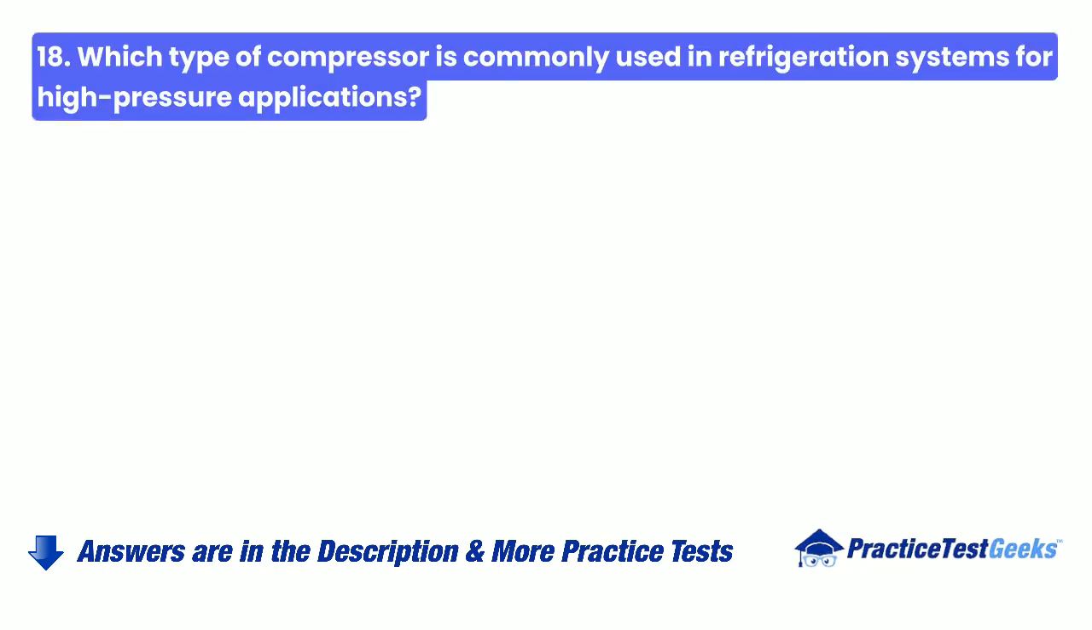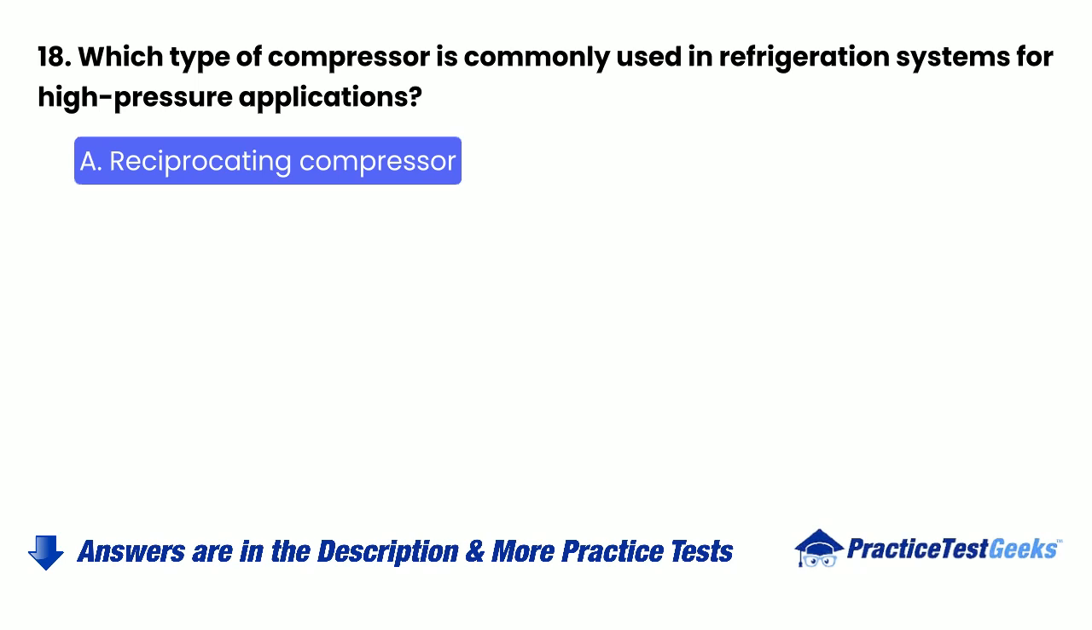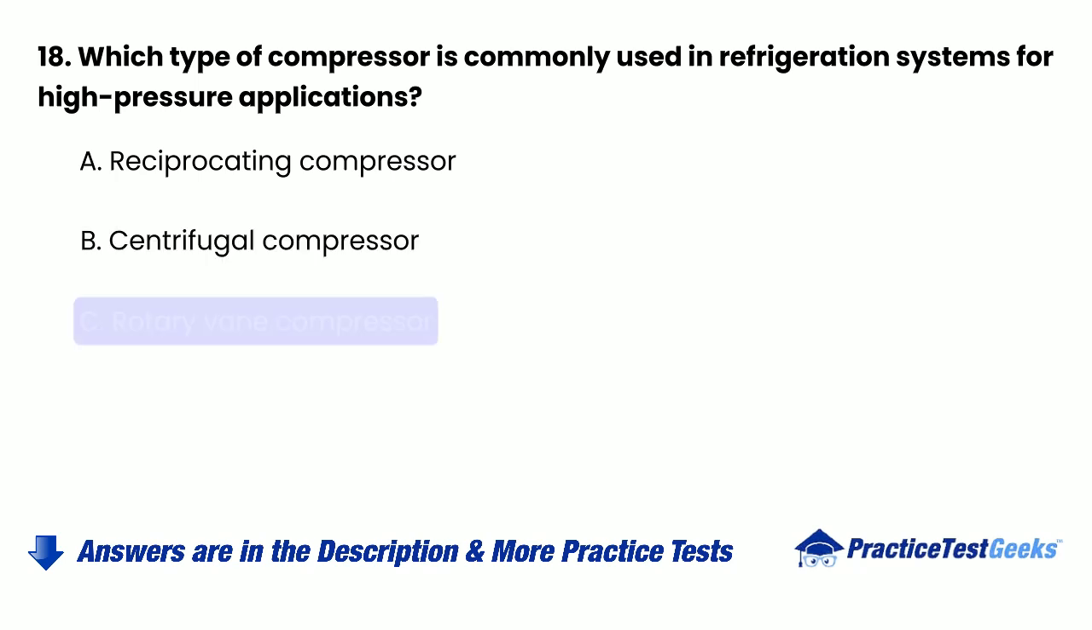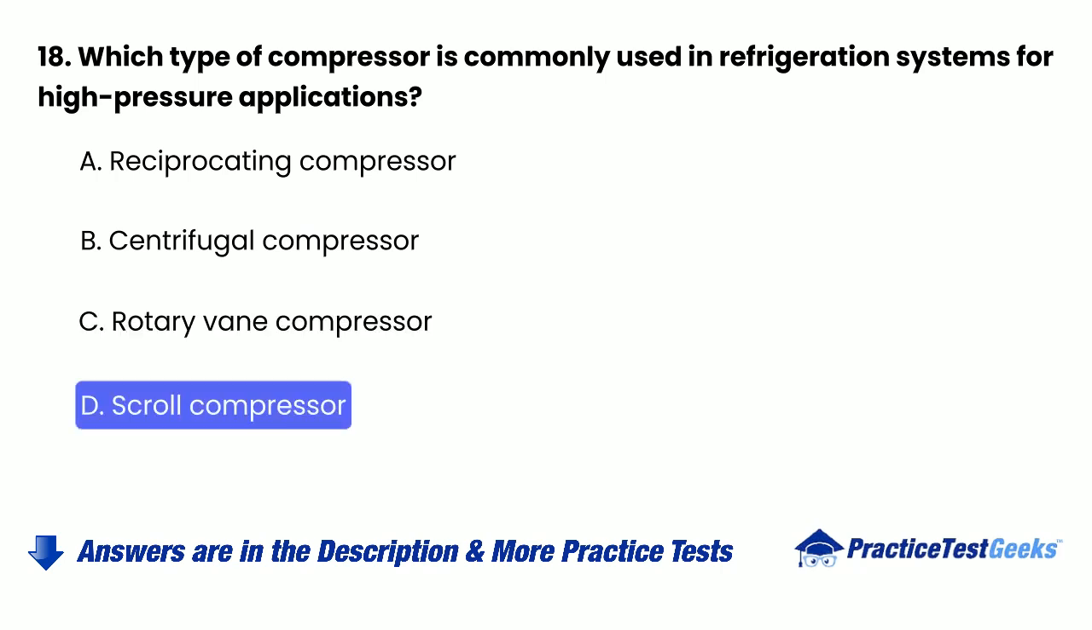18. Which type of compressor is commonly used in refrigeration systems for high-pressure applications? A. Reciprocating compressor. B. Centrifugal compressor. C. Rotary vane compressor. D. Scroll compressor.